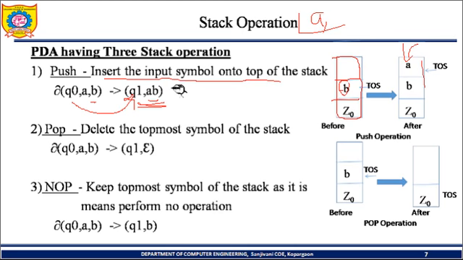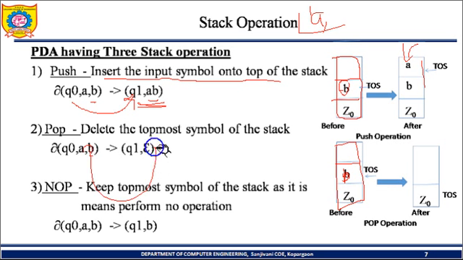Now for pop operation, delete the topmost symbol of the stack. Pop operation is nothing but deleting the topmost symbol from the stack. So how to perform it? Suppose this one is the stack, which has the current topmost symbol TOS. TOS indicates the topmost symbol, and the current topmost symbol is B. So Q0 is the current state, A is the current input or tape symbol, and B is the topmost symbol of the stack. After reading B, the topmost symbol, we are going to perform the pop operation, means we are going to delete this B.